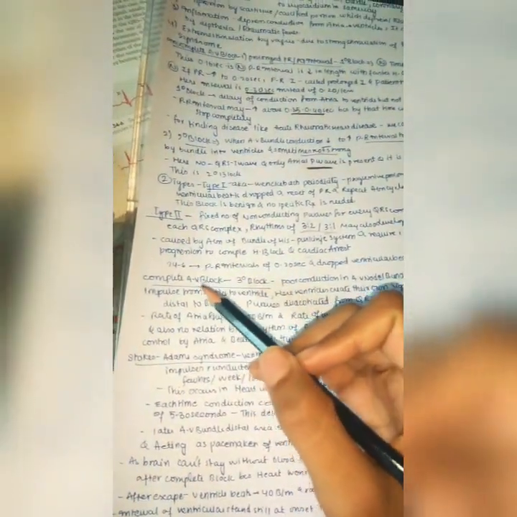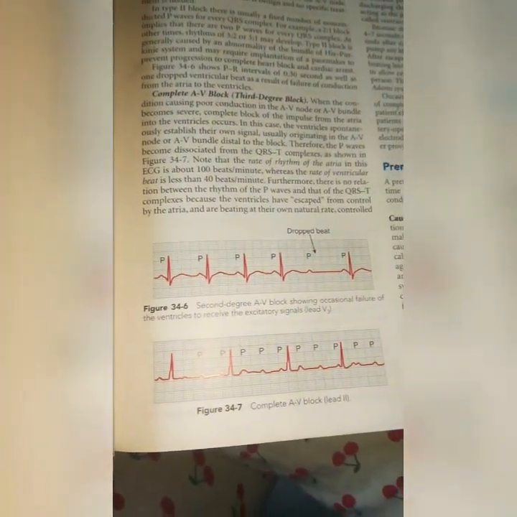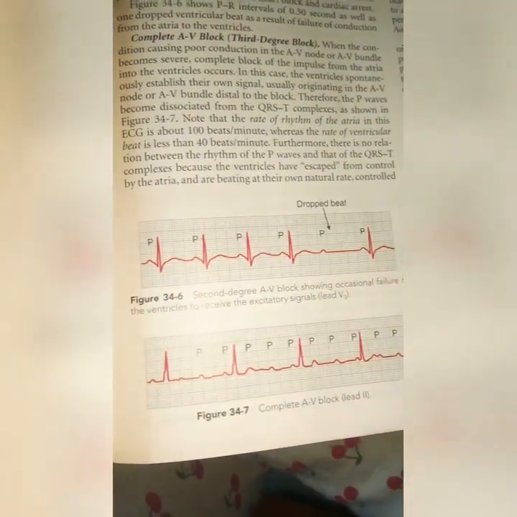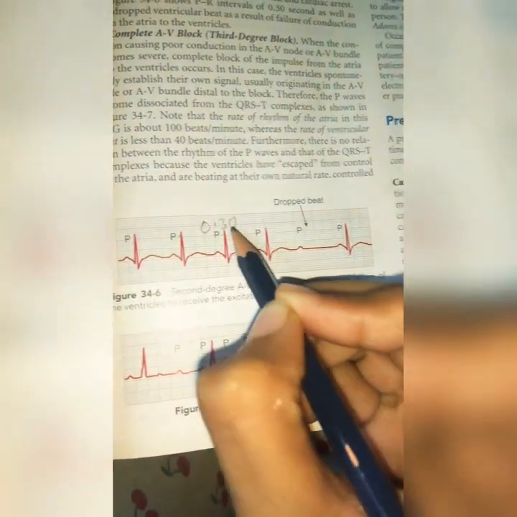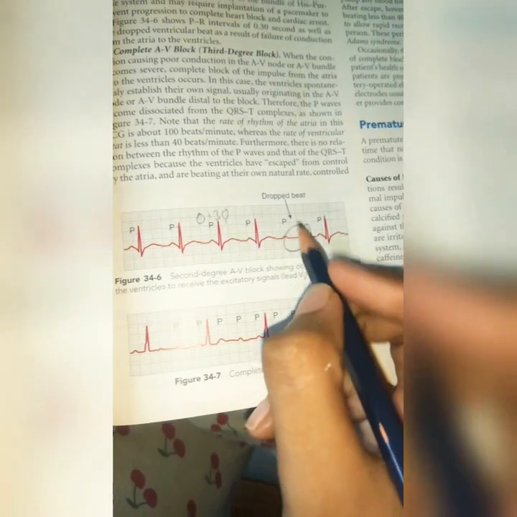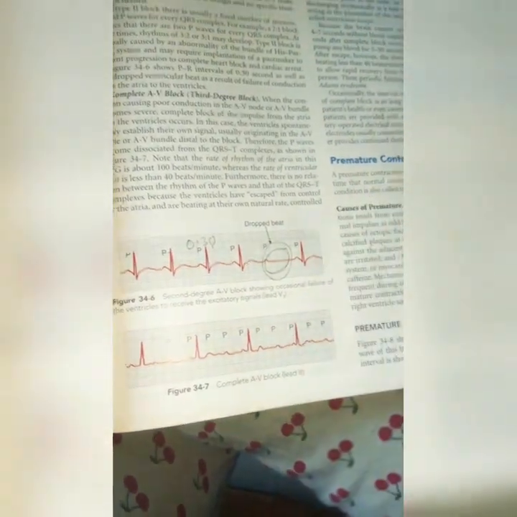Here in the diagram, you can see figure 34.6. In this diagram you can check the PR intervals of 0.30 seconds and a dropped ventricular beat. Every PR interval has a time period of about 0.30 seconds, and you can see the dropped ventricular beat. Normally all the ventricular beats are seen, that is ventricular depolarization, but here there is no ventricular depolarization. This is mainly type 2 of our secondary block. So that's it. Next, coming to complete AV block.